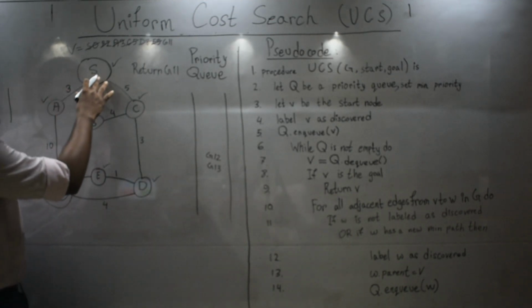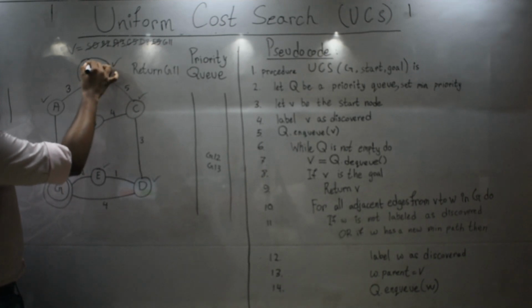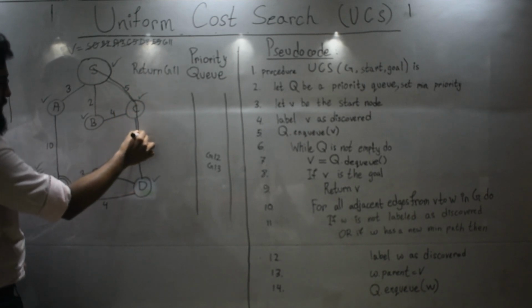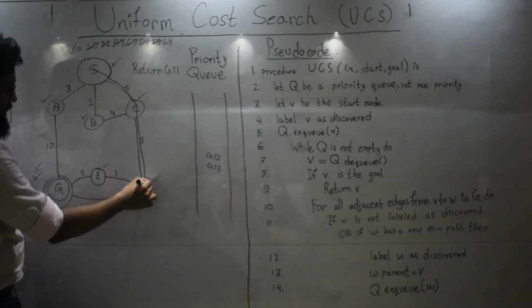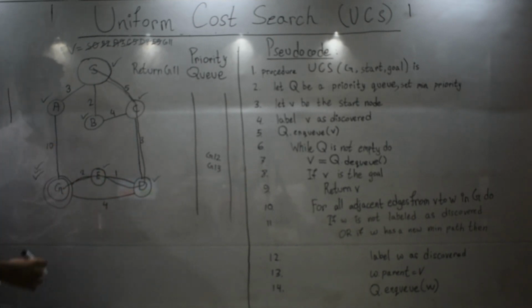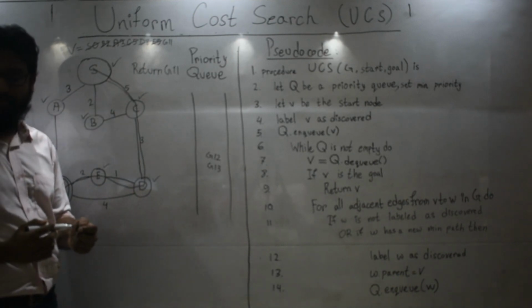So the optimum path over here is basically from your start node, it will make a journey, it will go to C, after that it will go to D, after that it will reach here. So this is the optimum path that your agent will take.